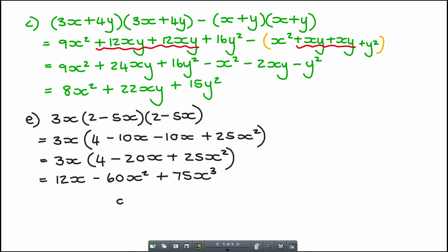Or if you wrote it in descending powers of x, you would have had 75x to the power 3 minus 60x to the power of 2 plus 12x. That's fine. So you just had more here and then you simplified. Same thing. It's good. Right. Can I skip? Is anyone still copying?